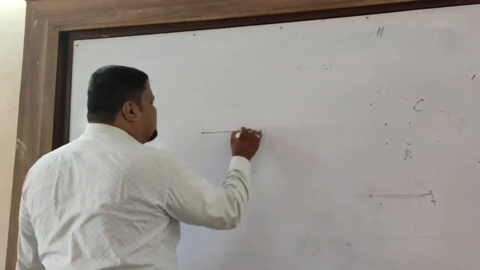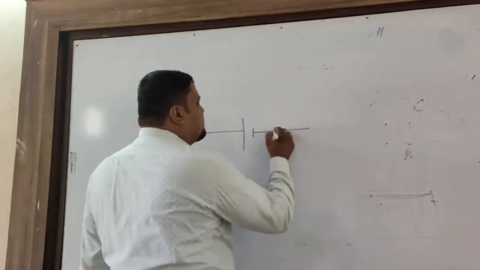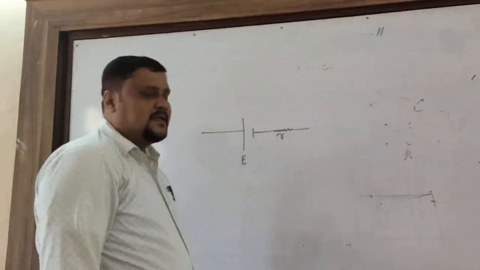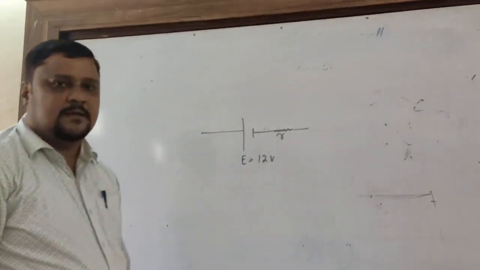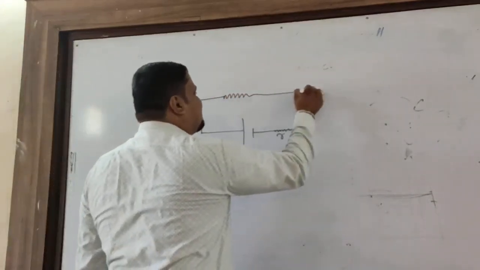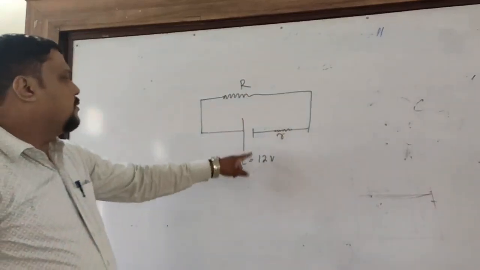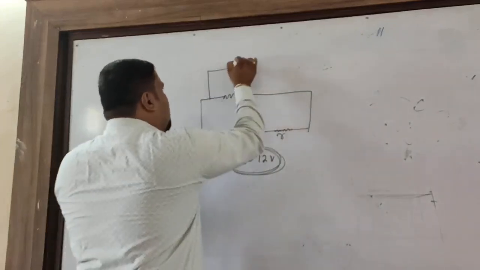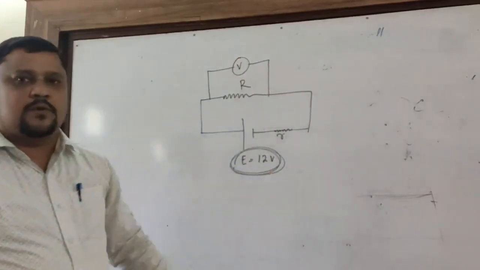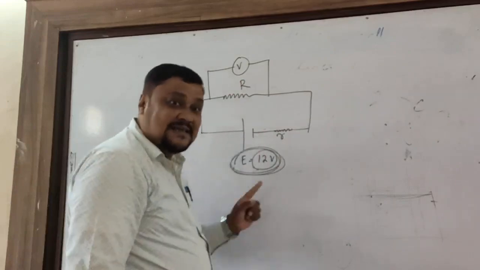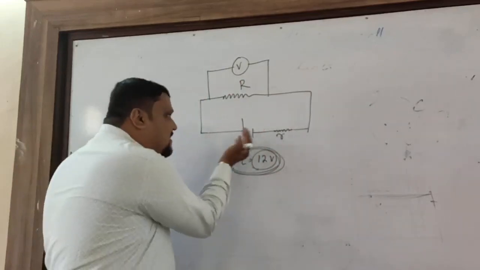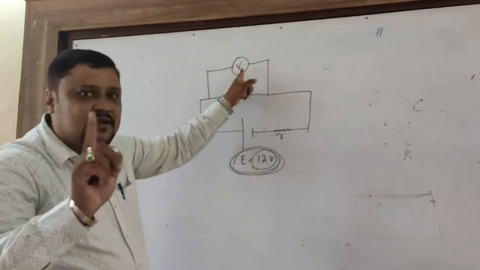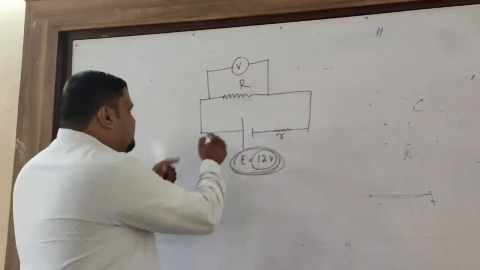Now, take a simple example. When you get a cell from the market, it has an internal resistance and an EMF is given, suppose 12 volt. If I connect this cell to an external resistance R, will I get the 12 volt potential in this region? No. If I connect a voltmeter, it will not give 12 volt, because this 12 volt is the EMF of the cell when no current is coming from the cell.